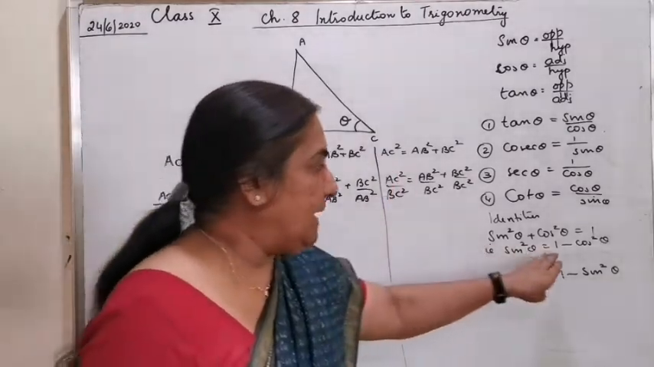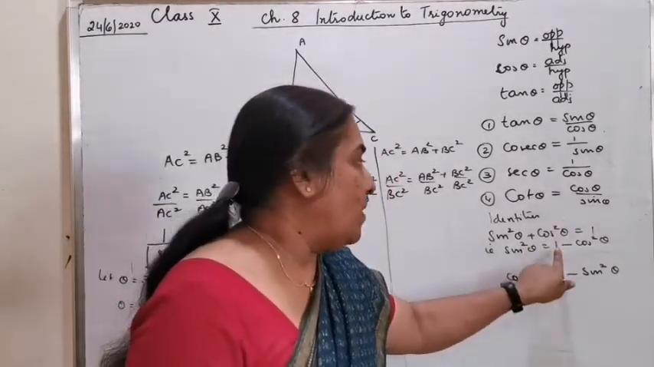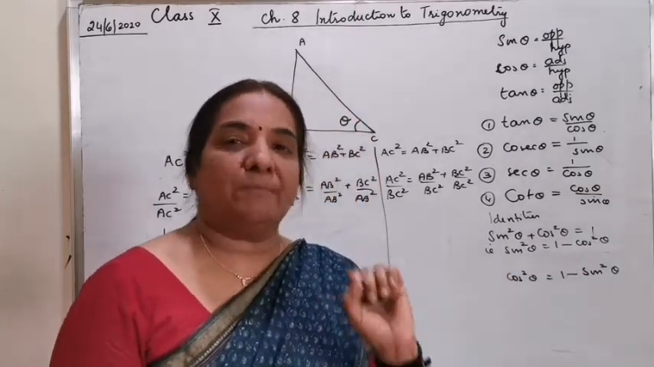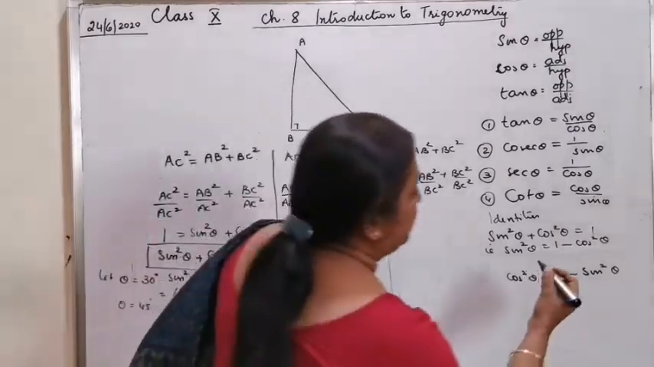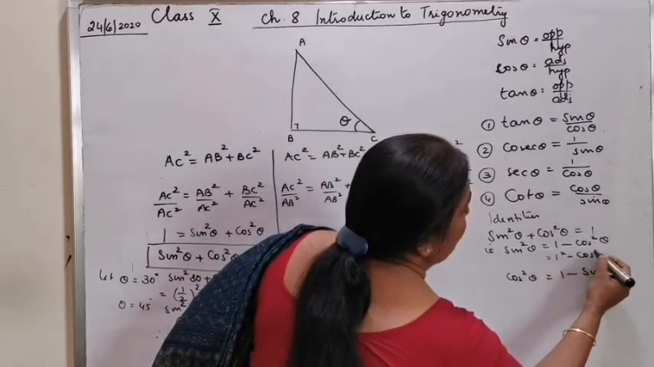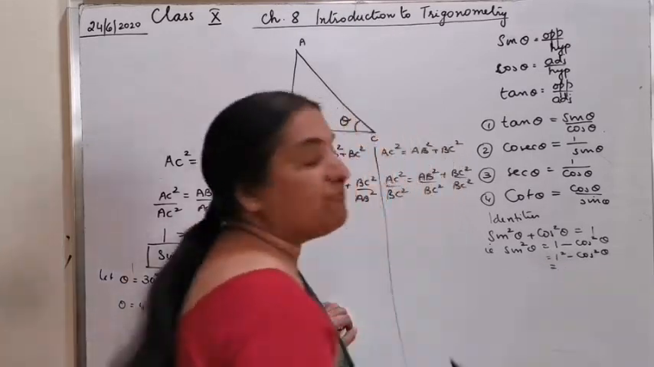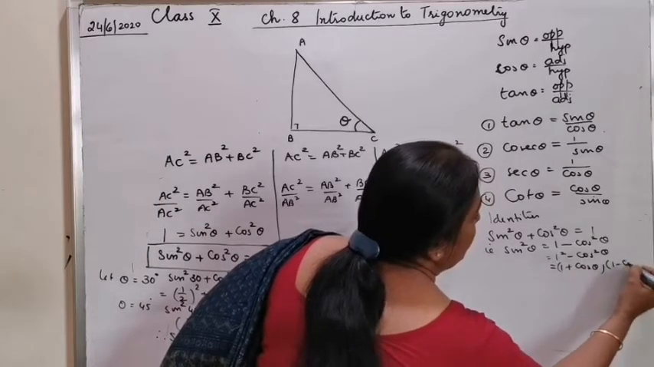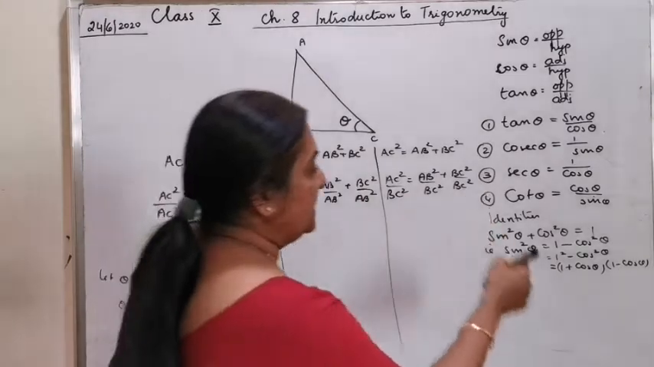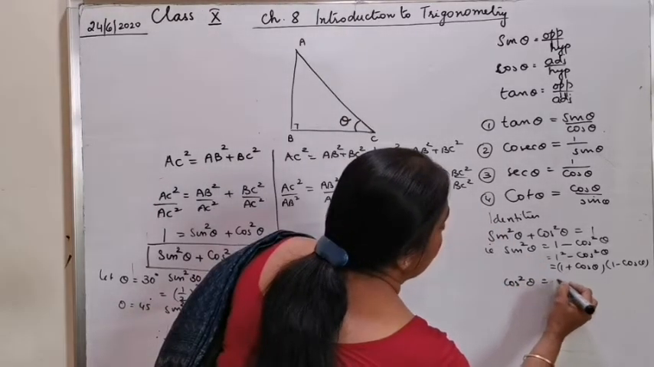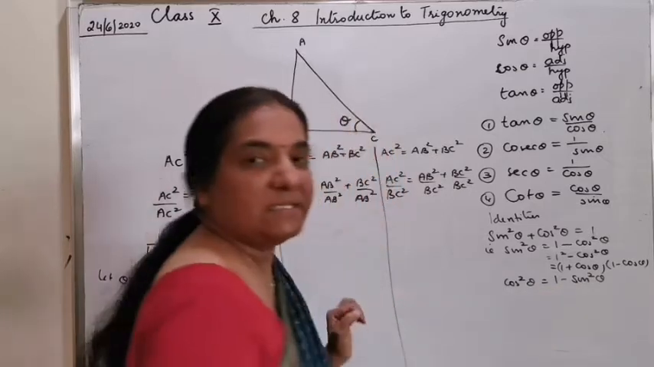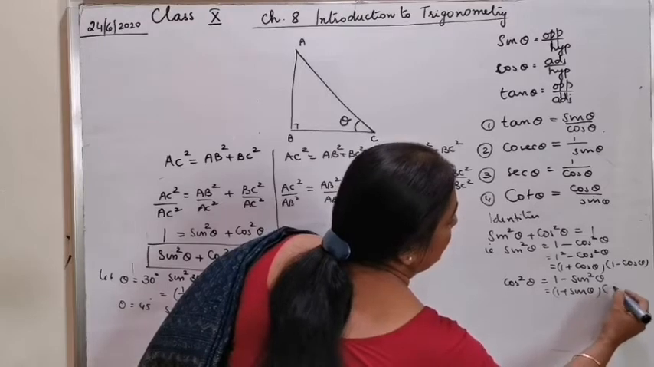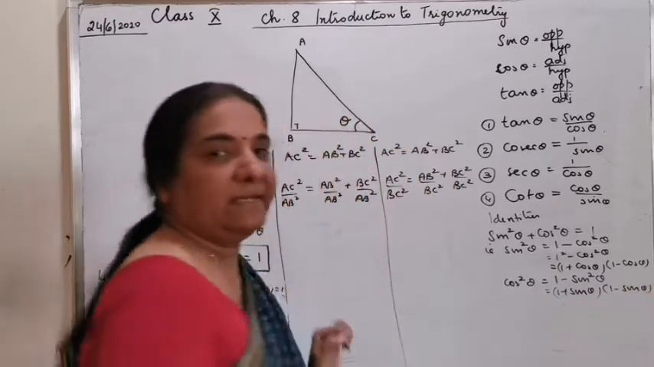Now, one more application here is 1 minus cos square theta is similar to the identity of a square minus b square, which can be written as 1 square minus cos square theta, which can be factorized as 1 plus cos theta into 1 minus cos theta. In a similar way, cos square theta is the same as 1 minus sine square theta, which can be factorized as 1 plus sine theta into 1 minus sine theta.